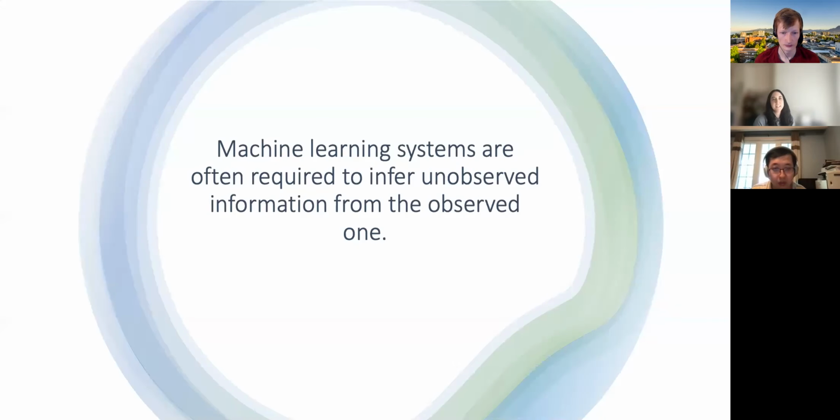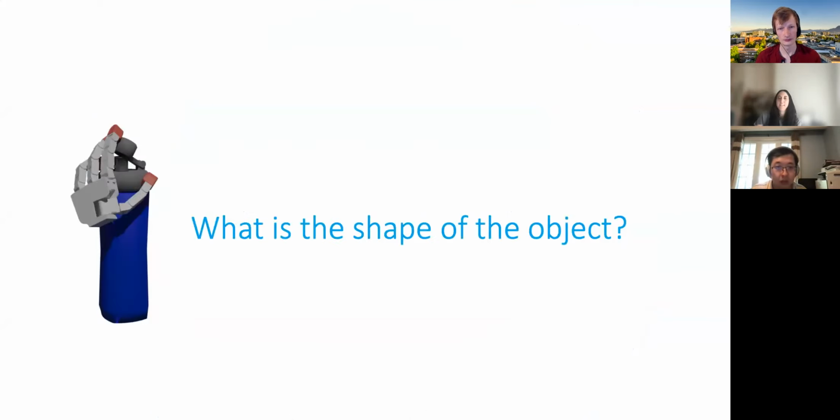And machine learning systems are often required to infer unobserved information from the observed one, operating in a similar setup to the one that I have described. And we will see one particular example of that. So let's start with the example. If I show you this image on the left of the slide, you see that there is an object that is handheld. And the question would be, given this single view image of the object, can we infer the full 3D shape of the object?